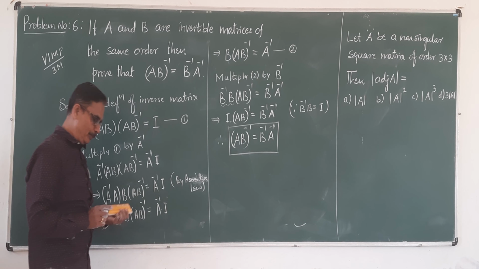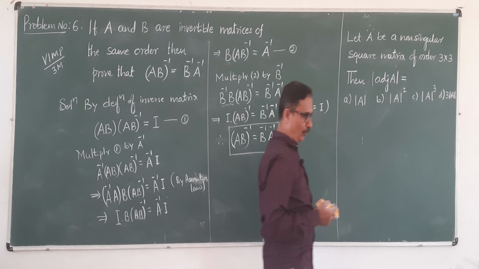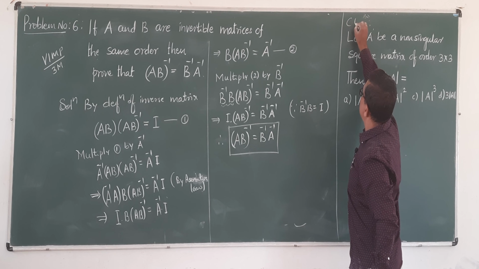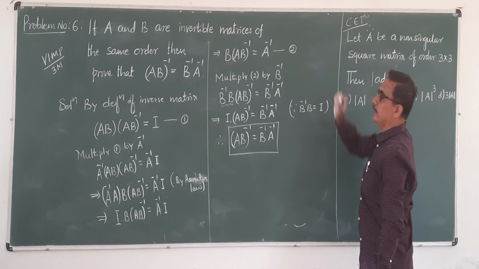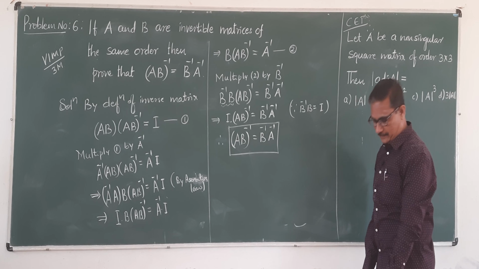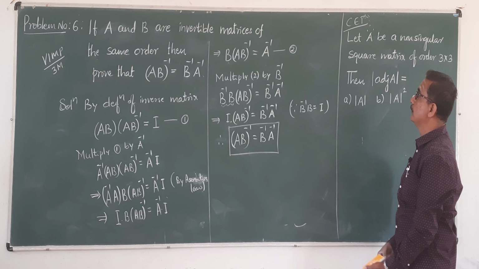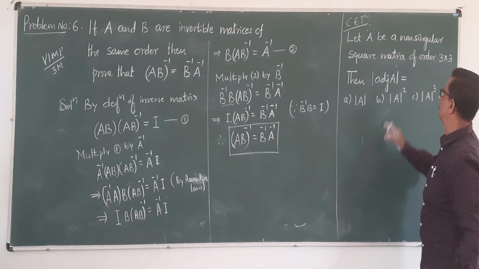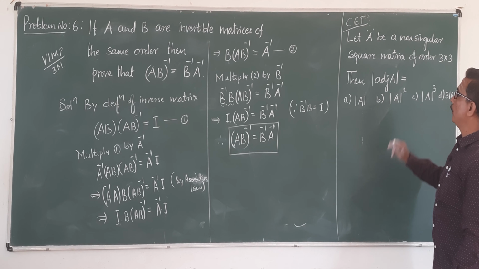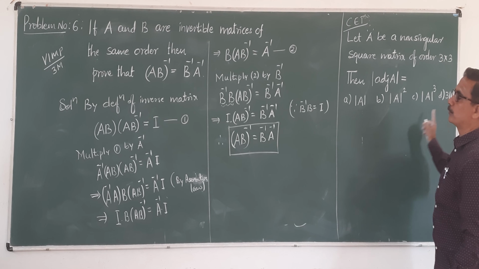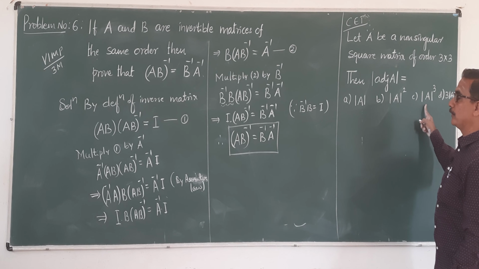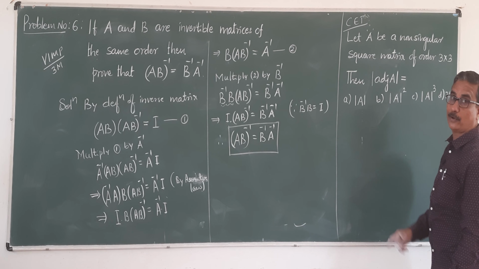Okay. Now based on the adjoint of matrix and inverse matrix, one KCET question. Let A be a non-singular square matrix of order 3 cross 3. Then determinant of adjoint of A is equal to, 4 options: determinant of A square, determinant of A cube, 3 times determinant of A.